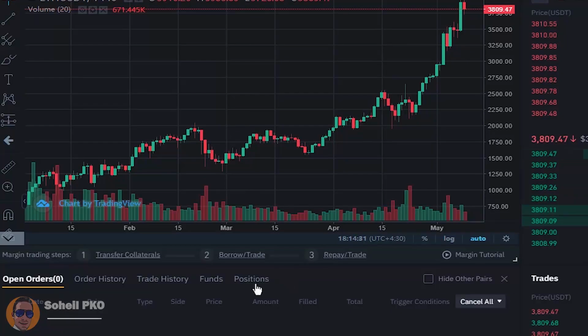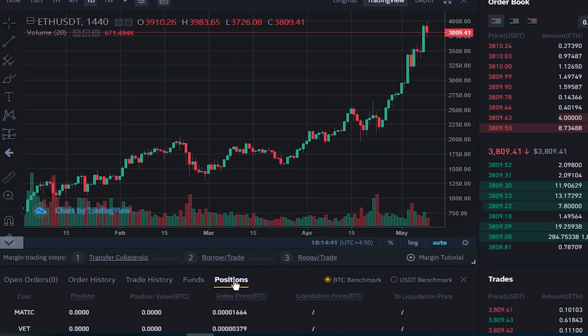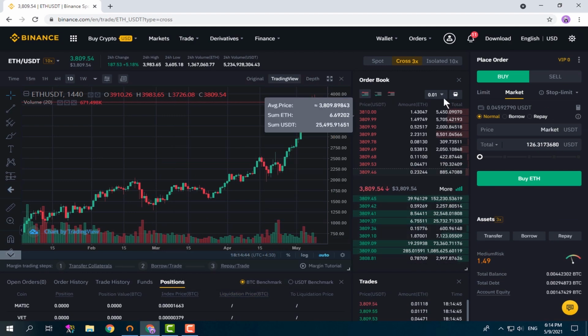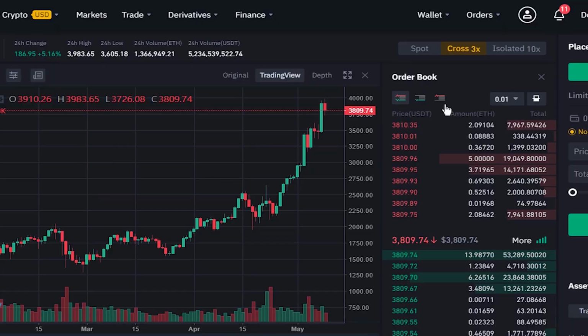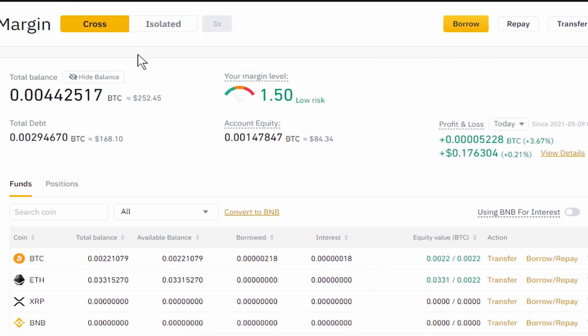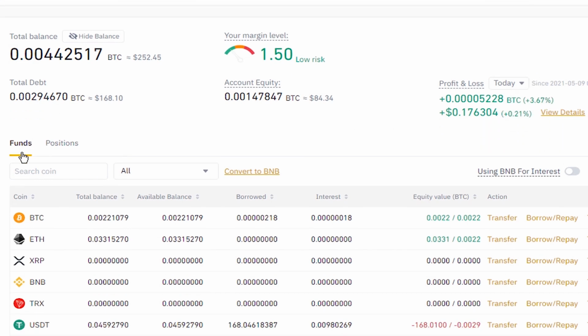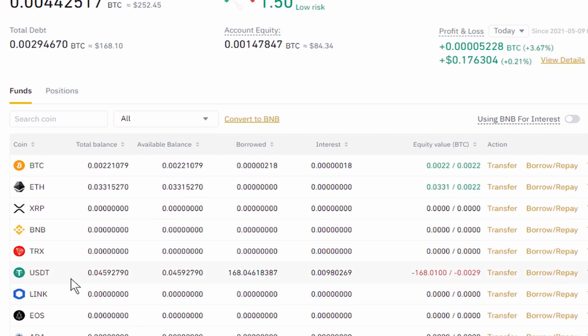Your funds and possessions are shown here in these two tabs, but a better way to look at them is here by going to wallet and clicking on margin. Here we have total balance, total debt, account equity, margin risk level, and profit and loss for today or other time periods that you want. Here in the funds tab, we have total balance and available balance for the coins. These two are what we just bought. And here in USDT, you see this is the amount that we borrowed and this is the interest that we must pay. Every 1 hour, it will be added to this amount.